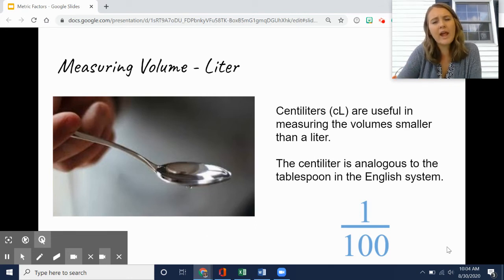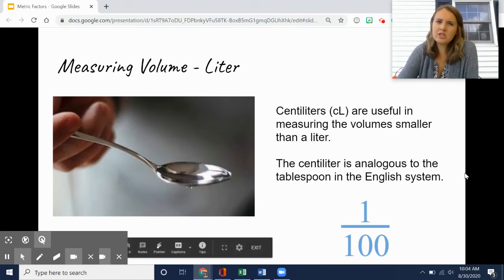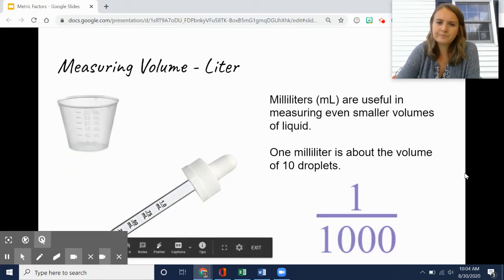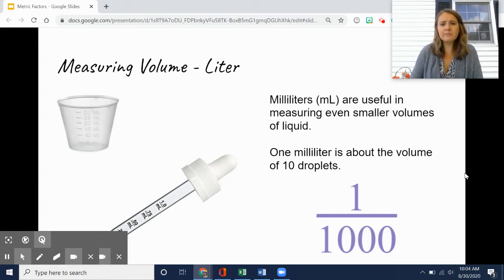So think about which one would actually make sense, build your factors, and then attach them onto that sheet. All right, next we have the milliliter. Our symbol is ml for milliliter. And these are useful in measuring even smaller volumes of water, or liquids, I should say.